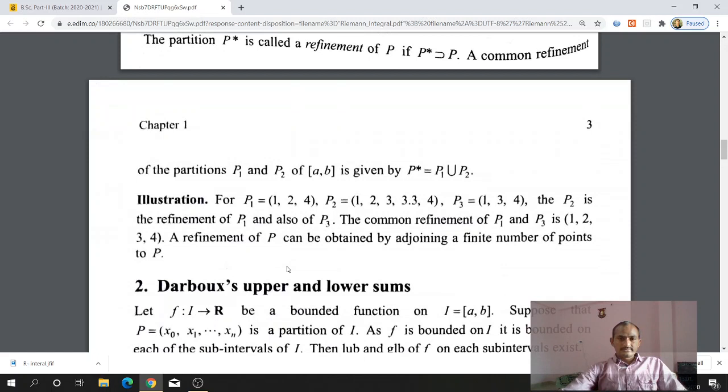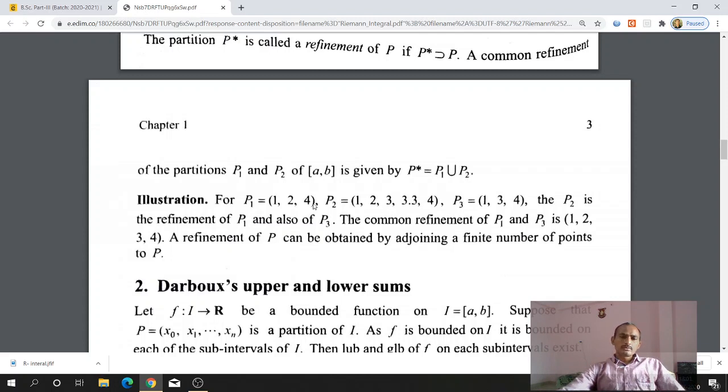So let's see some examples. P1 is 1, 2, 4, one partition. P2 is another partition. P3 is another partition. Then this P2 is a refinement of P1 and P3, because all the elements of P1 are contained in this P2. Also, all the elements of P3 are contained in this P2. So this P2 is a refinement for P1 as well as P3.